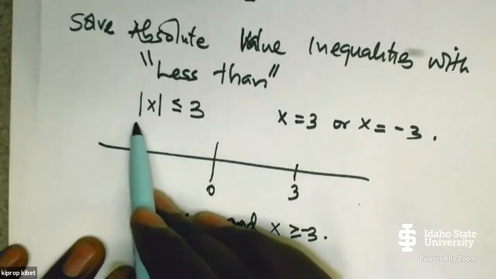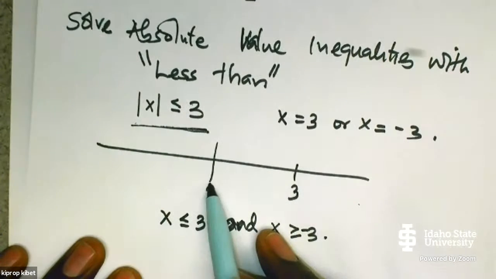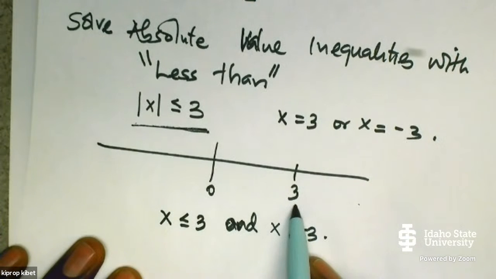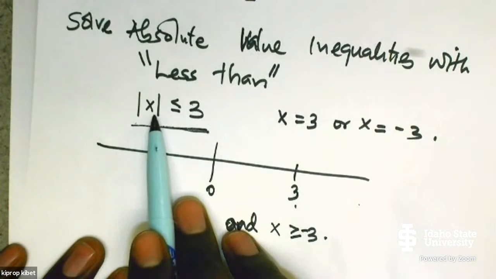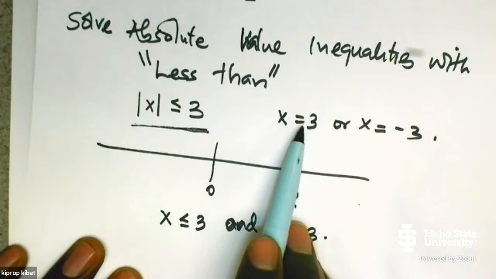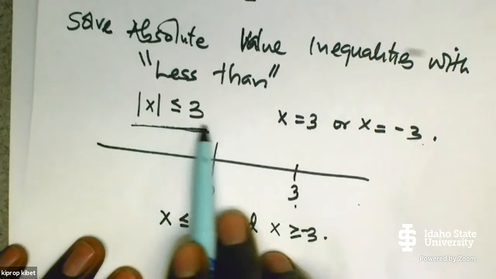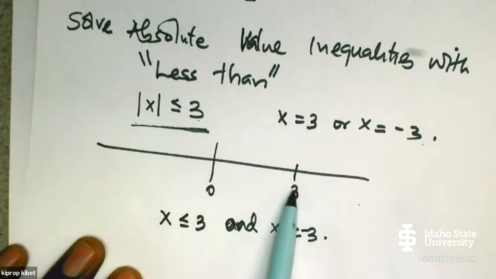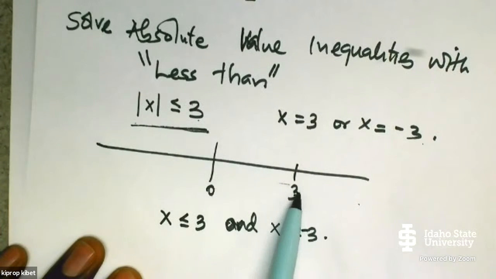Here we can see the values of x, we said they are from 0 to 3. Since it is the absolute value, we can also have the negative. X can be 3 or x can be minus 3. So the values of x are less than 3, it can be 0 to 3, so less or equals to 3, which is including 3.